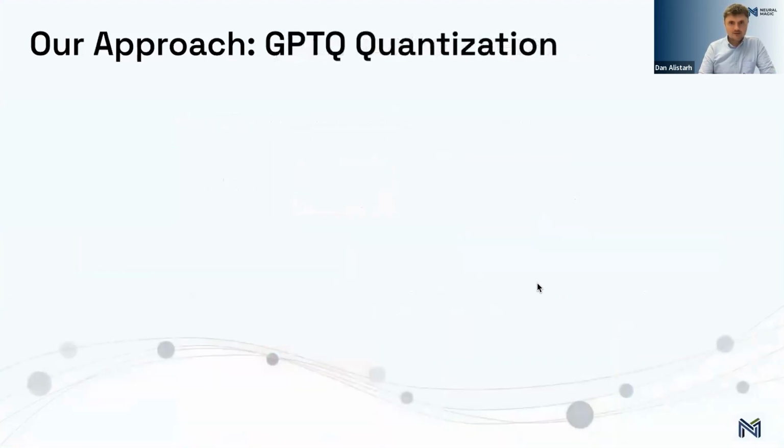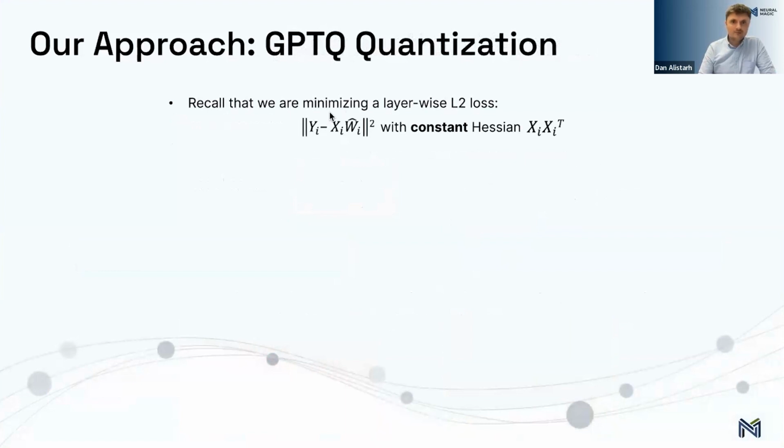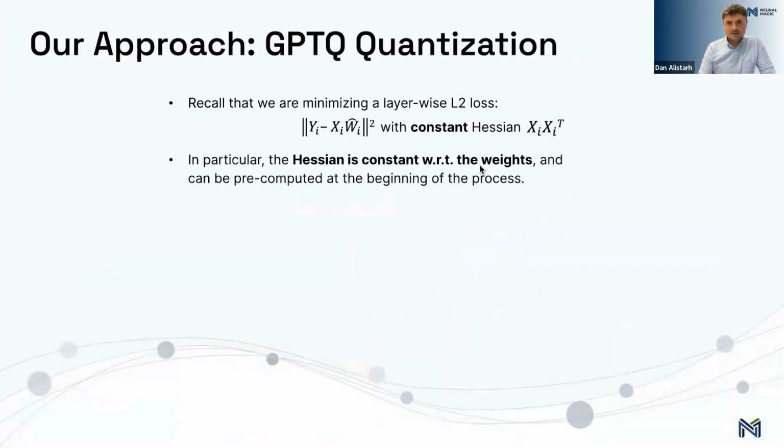So the trick here is that, remember, we have been minimizing the layer-wise L2 loss, okay? And the trick about the L2 loss is that if you differentiate it twice, you obtain a constant Hessian, by which I mean that the Hessian is independent from the weights. It only depends on the layer inputs, okay? So since it is constant, it can actually be pre-computed for every layer, and we can use it at the beginning of the quantization or compression process. And then we take advantage of this as follows.